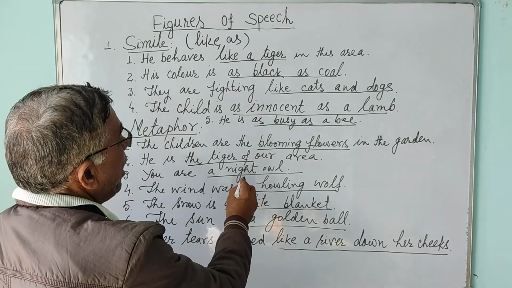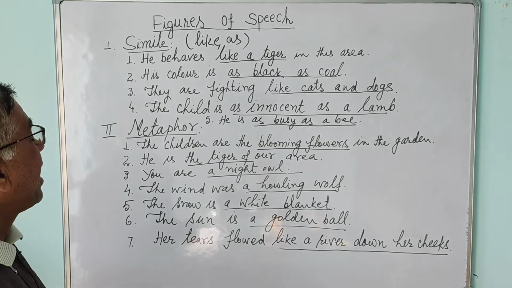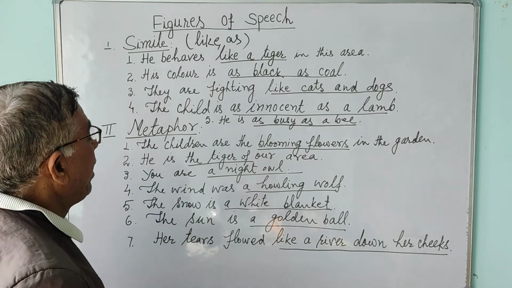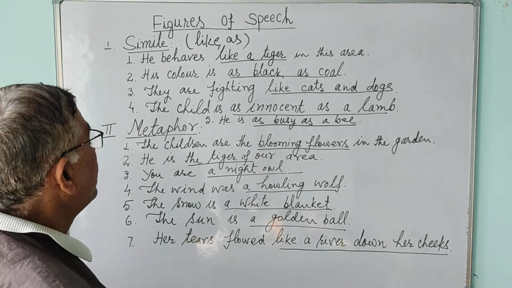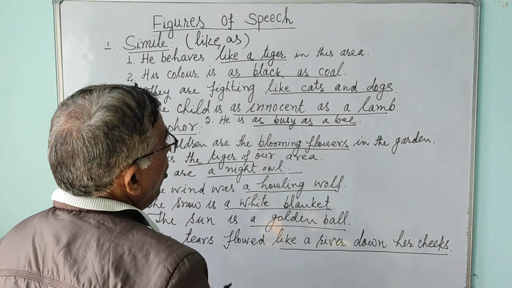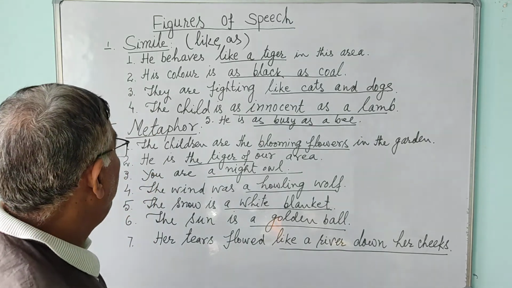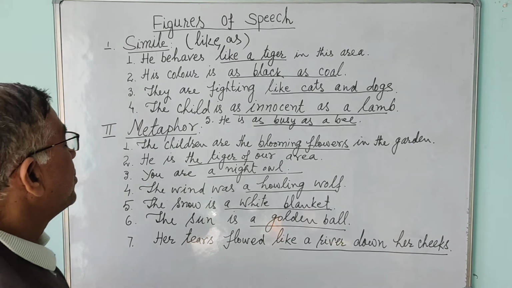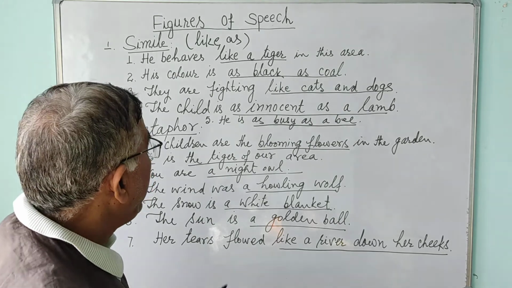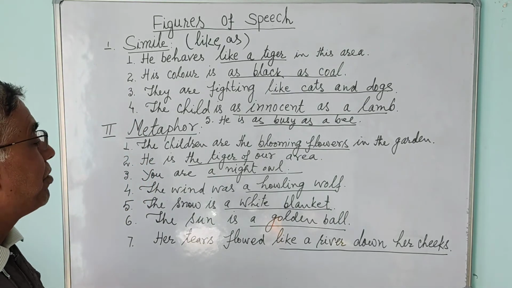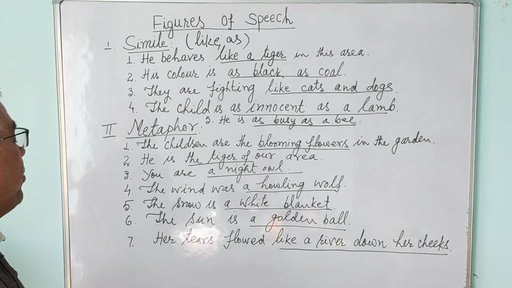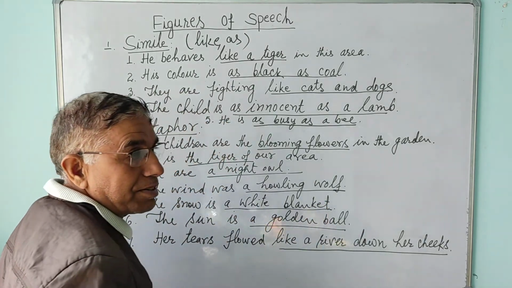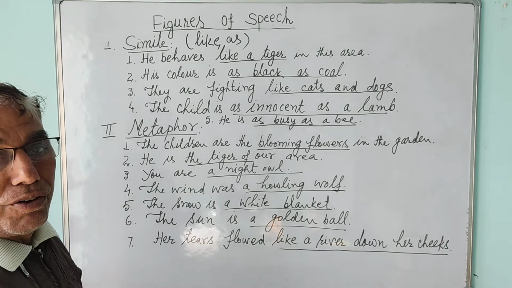Then, you are a night owl. Means you work at night. We can say the same thing: you are a night owl. Then the next sentence, the wind was a howling wolf. Means the wind was very noisy and very strong. The same thing we can say: the wind was a howling wolf. The wind was sounding like a howling wolf.